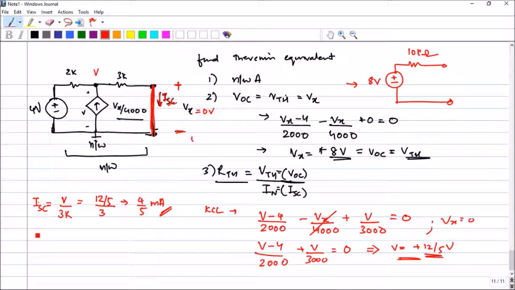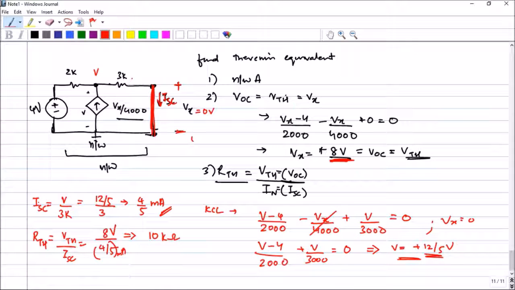Once you have found the value of ISC, RTH is very easy. RTH will be equal to VTH divided by ISC, and VTH I have already found to be 8 volts. So it is 8 divided by 4 divided by 5. That gives me 10. What is 10? This is milliamperes and this was volts, so that will be 10 kilo ohms.